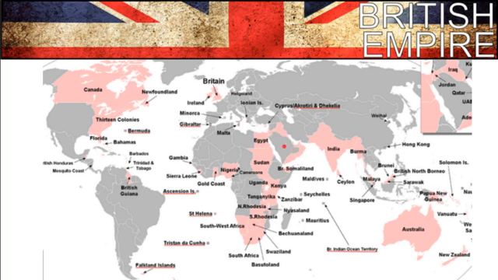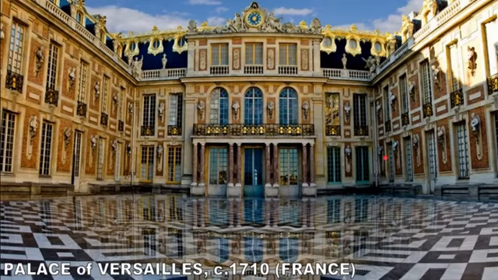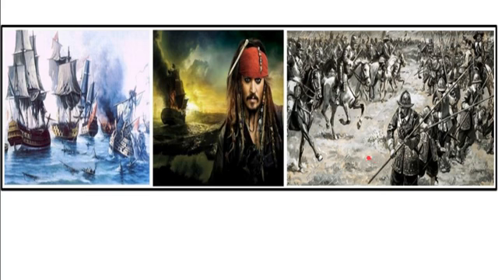at its height. It's not there yet, but it will get there, and it will control a big chunk of the world at different times. Here's the French Empire: Canada, Louisiana, these territories. They're going to have parts of India as well, Southeast Asia. They're going to go into Vietnam as well. Here we see, of course, the beautiful Palace of Versailles. All right, let's keep going.